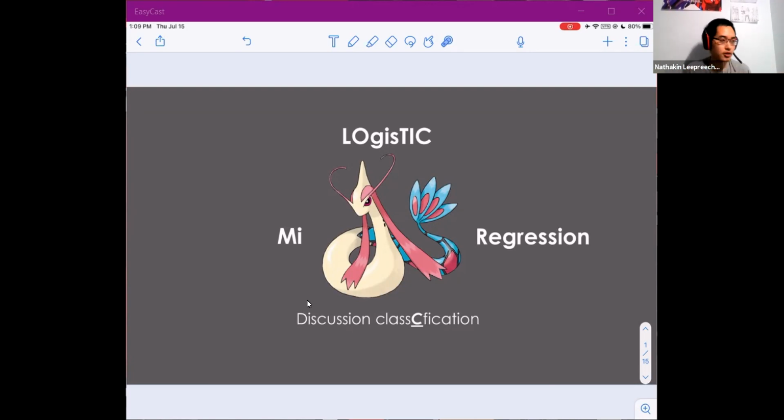Okay. And today we're going to go with logistic regression, and then after that we might break out into two groups, and then have you guys start to brainstorm about ideas. But that's probably going to be the second part. For the first part, let's get into logistic regression first.